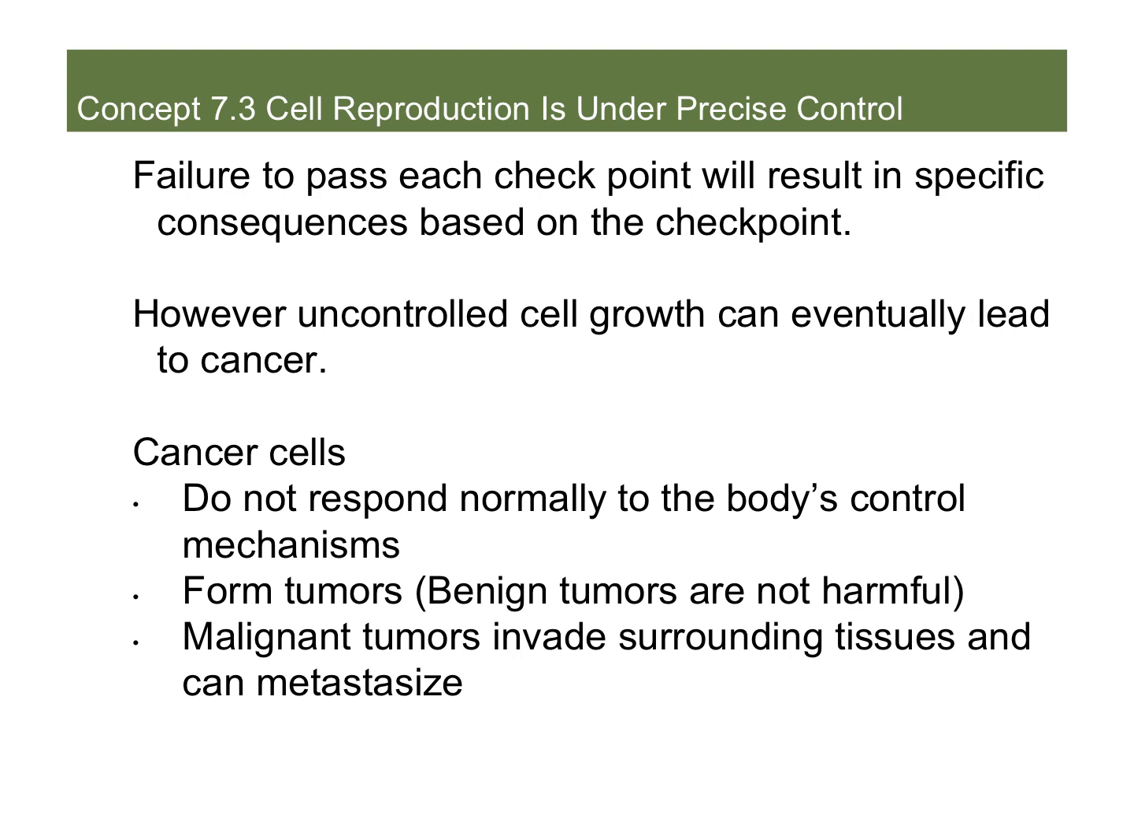In the case of cancer cells, they do not respond normally to the body's control mechanisms. They can form tumors, and benign tumors are not harmful, or they can form malignant tumors which invade the surrounding tissues and can metastasize, meaning that they leave their location and go somewhere else.